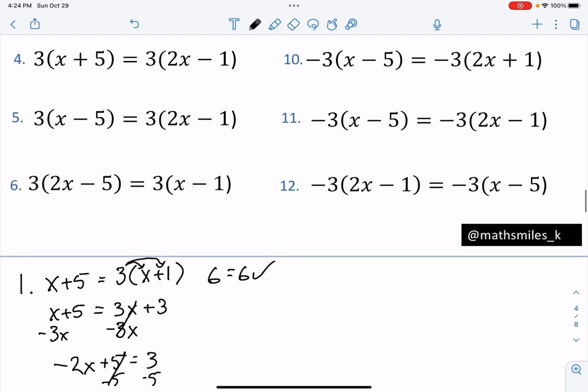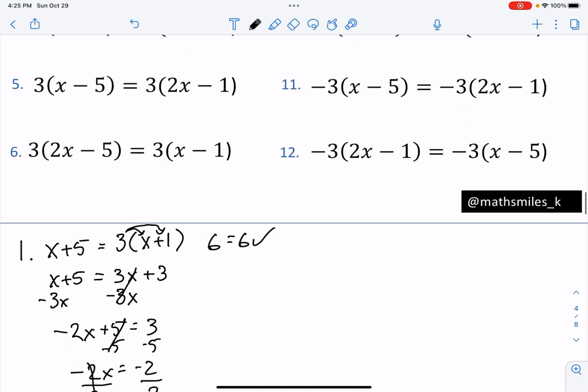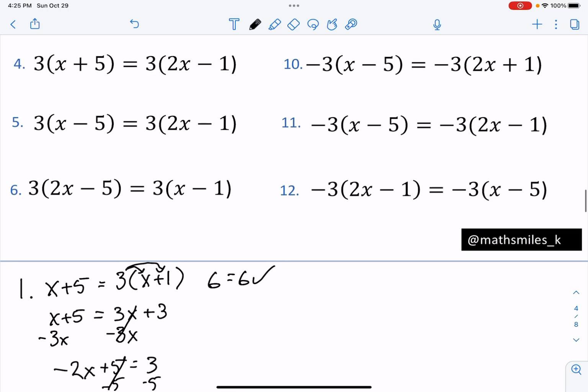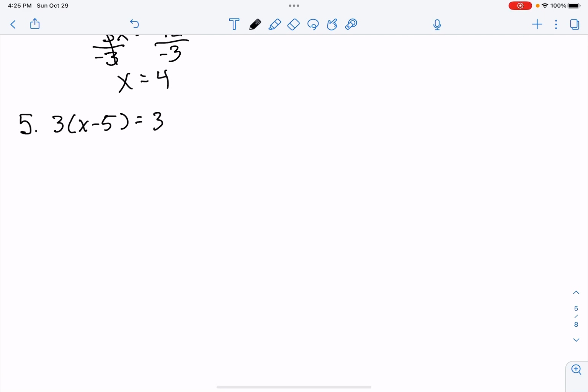Now with number 5, 3 times x minus 5 is going to equal 3 times 2x minus 1. Distribute. 3 times x, 3 times negative 5, so we will get 3x minus 15 equals, distribute here, 6x minus 3.